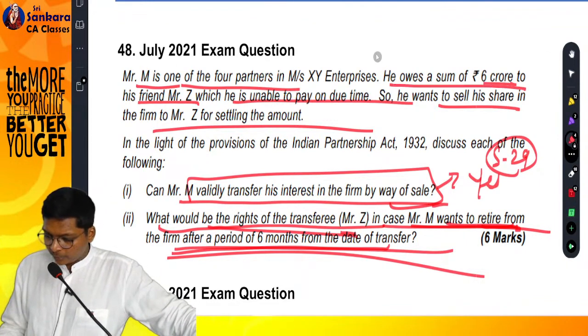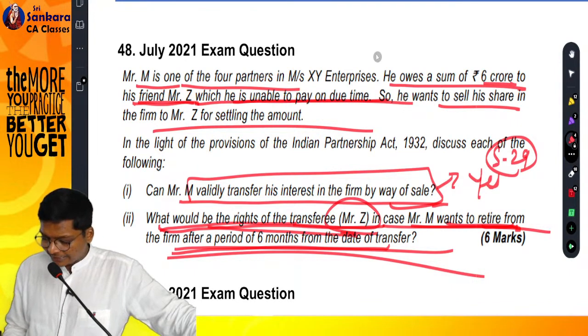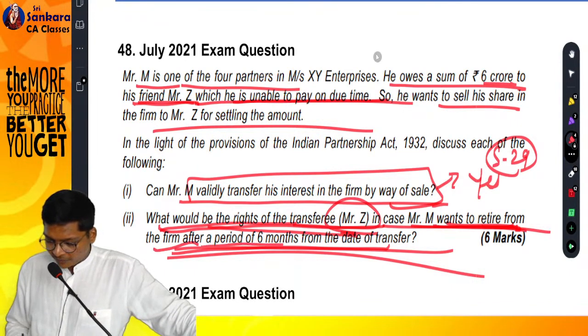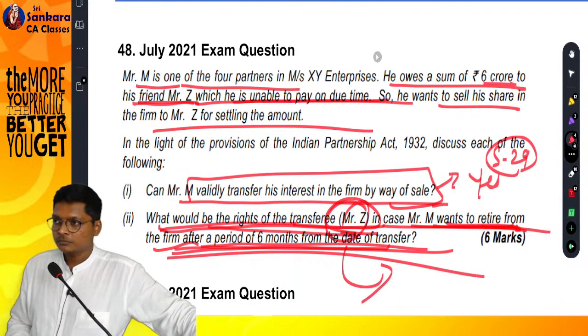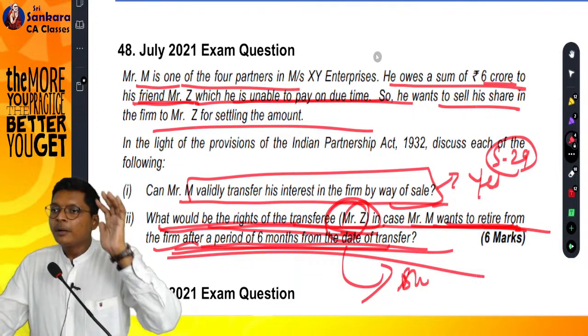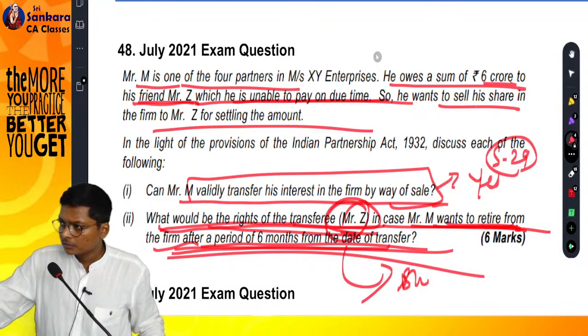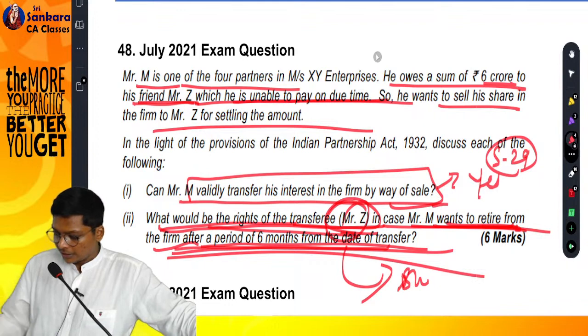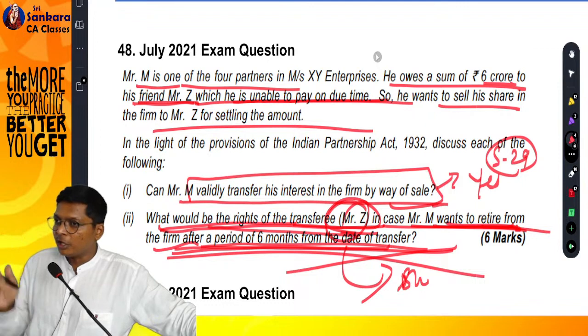Here, he owes a sum of 6 lakhs to his friend and is unable to pay on time. What would be the rights of the transferee in case M wants to retire from the firm after a period of 6 months from the date of transfer? Z's right will be the same. Share of profit, he will get share of profit. If the firm is going to be dissolved, share of property, same, not going to change. If the firm is continuing, only profits, but if the firm is being dissolved because of retirement, then share of property also.